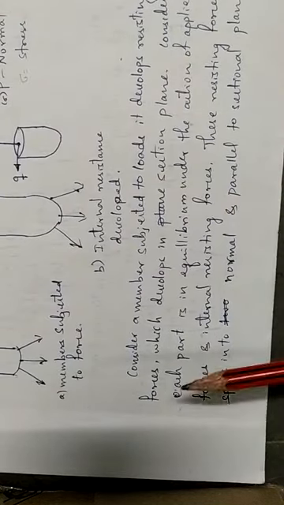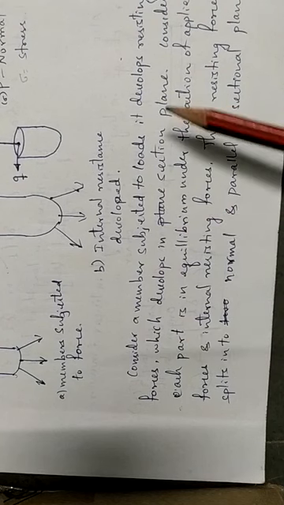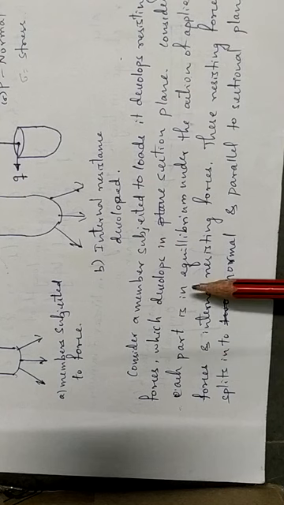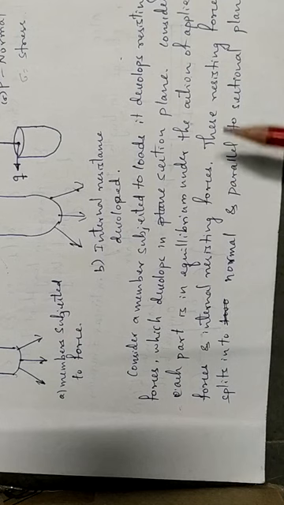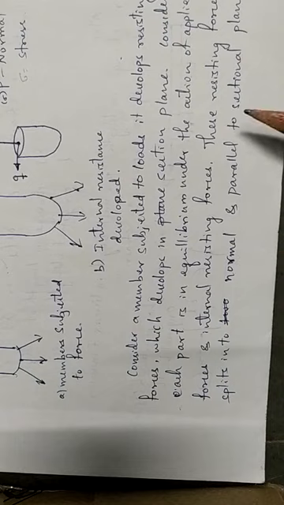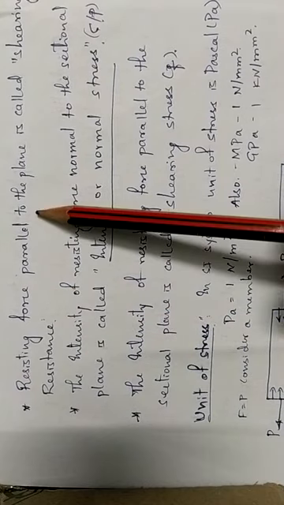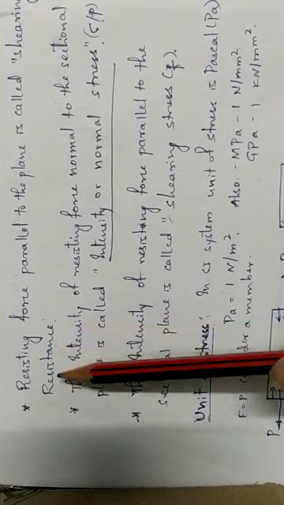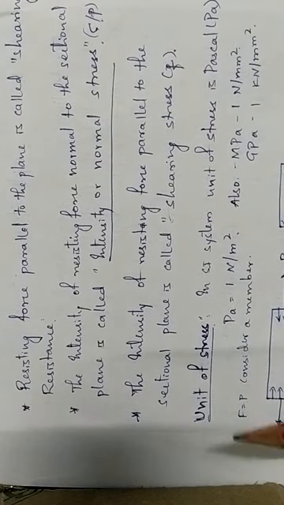See here, consider the member subjected to load. It develops resisting forces on a section plane. Consider each part, which is in equilibrium under the action of the applied load. The resisting forces split into two portions, one normal and one parallel to the section plane. The resisting force parallel to the section is called shearing resistance. The resisting force normal to the plane is normal resistance. Keep it in mind.